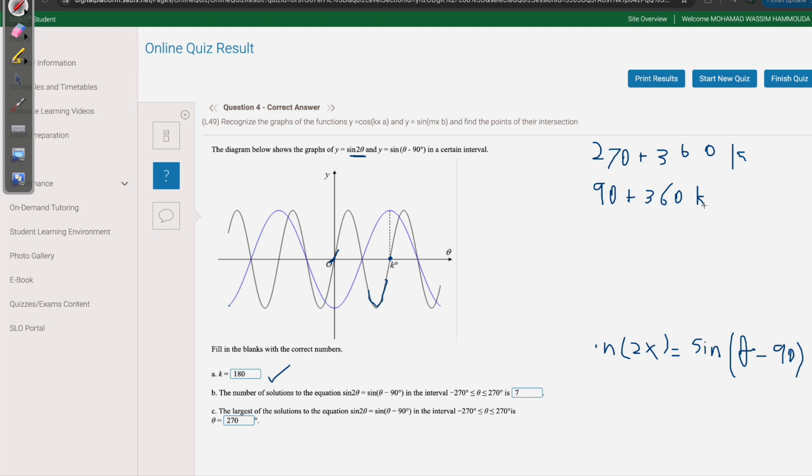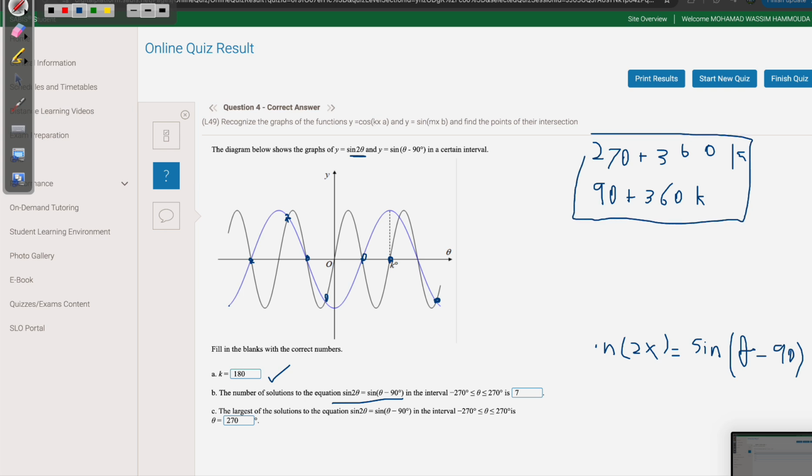Now I think I'm going to say you could do that, or there is another way. By saying that these two are equal, this means that we need to find the number of intersections, right? So it intersects here: 1, 2, 3, 4, 5, 6, 7. And then by using either one of these, we could figure out the largest.